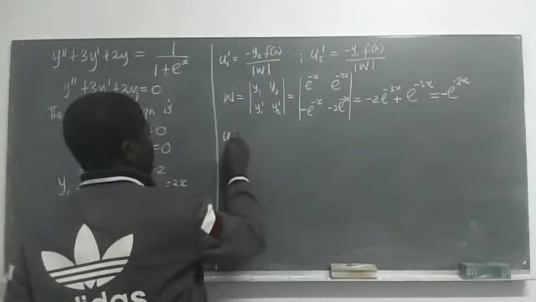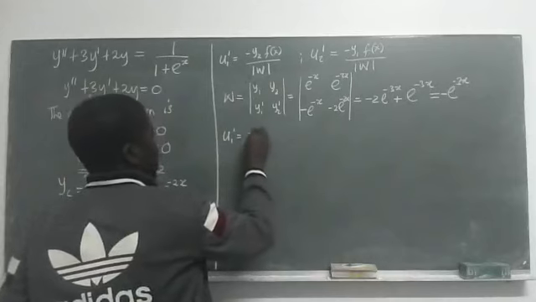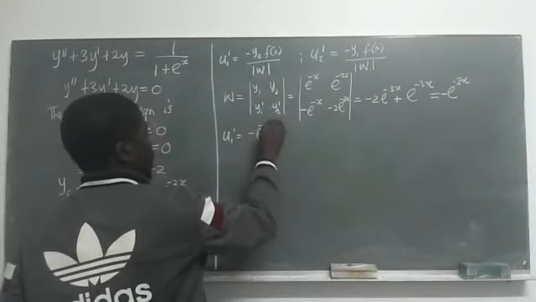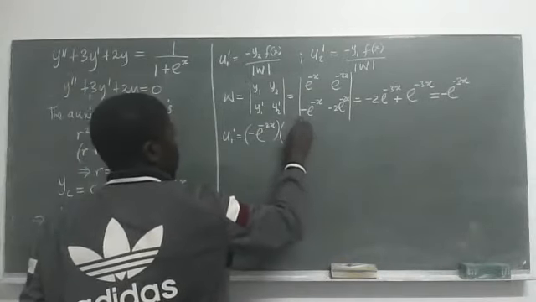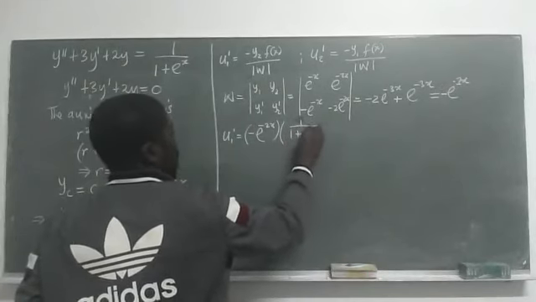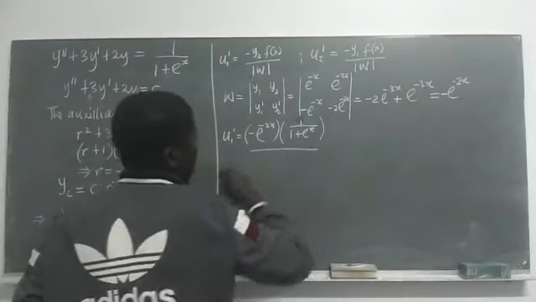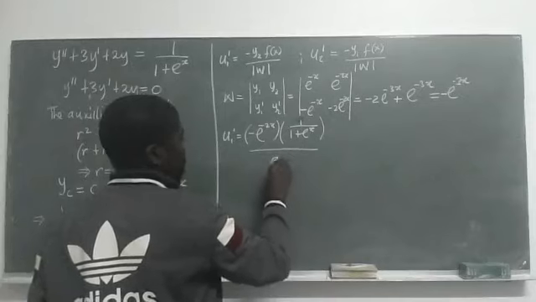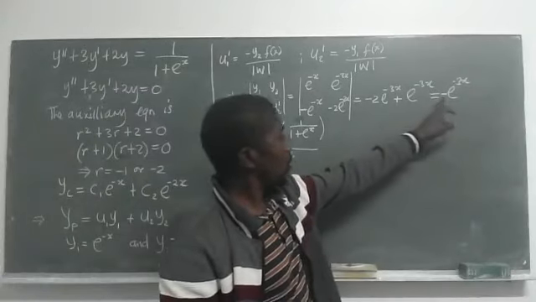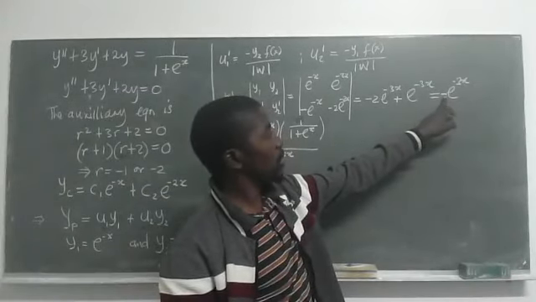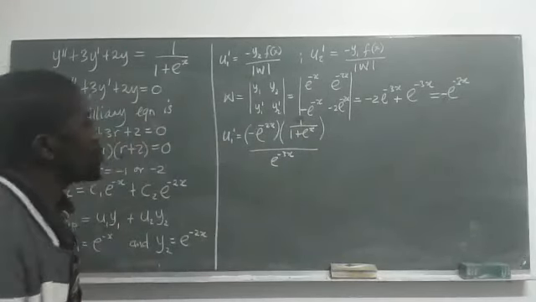So let's calculate u1'. u1' is -y2. y2 is this function, so we say -e^(-2x), multiplied by the function f(x), which is 1/(1 + e^x), close that bracket, everything divided by the modulus of the Wronskian, which is e^(-3x). Be careful. If you take the modulus of that, it's only this sign that gets to be positive. The power remains negative like that, it's not affected by the modulus sign.